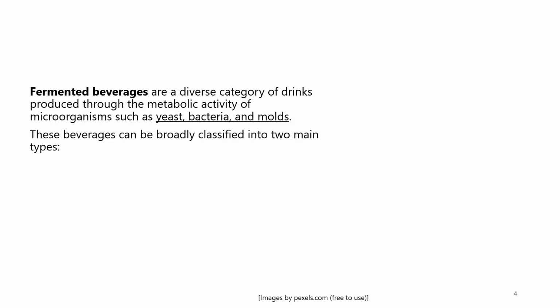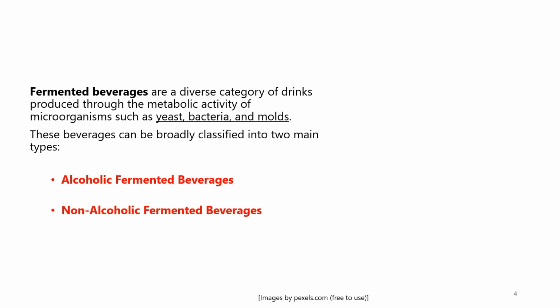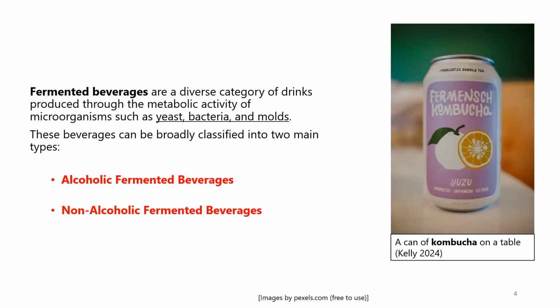Fermented beverages are a diverse category of drinks produced through the metabolic activity of microorganisms, which may be yeast, bacteria and molds. These beverages can be broadly classified into two main types: number one, alcoholic fermented beverages, and number two, non-alcoholic fermented beverages. Here you can see a can of kombucha, about which we will have some detailed discussion later.